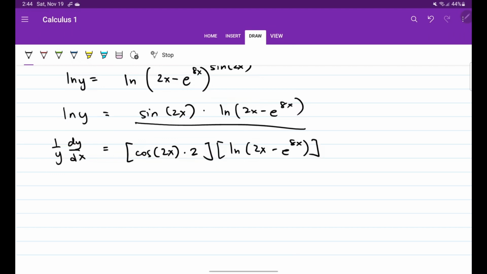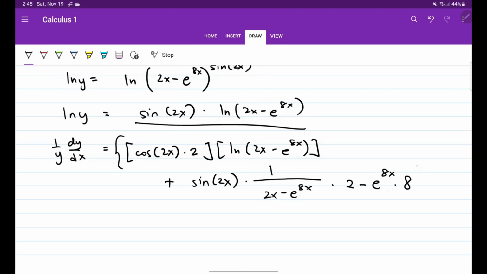Plus, we copy the sine 2x. So this is sine 2x times the derivative of ln of (2x minus e to the 8x). So this is 1 over (2x minus e to the 8x) times the derivative of 2x minus e to the 8x, so this is 2 minus e to the 8x times 8. Okay, so this is our complete derivative of the right side.